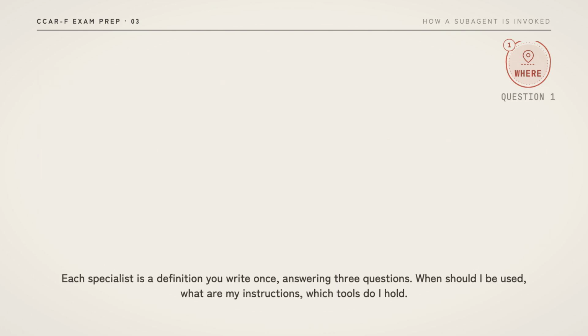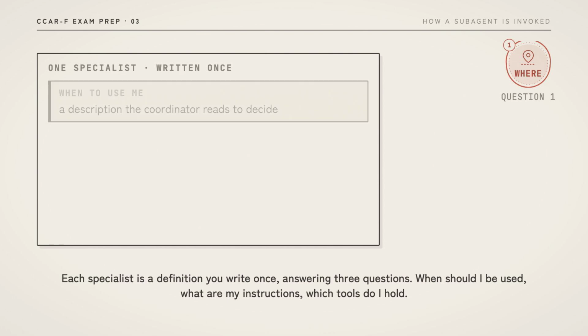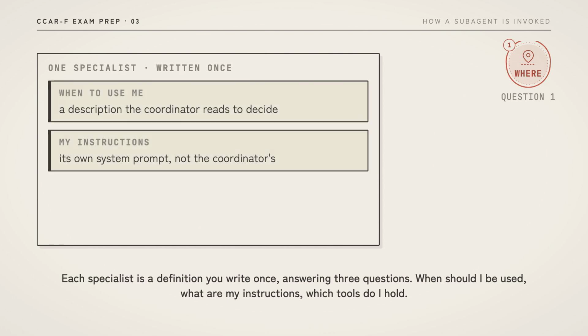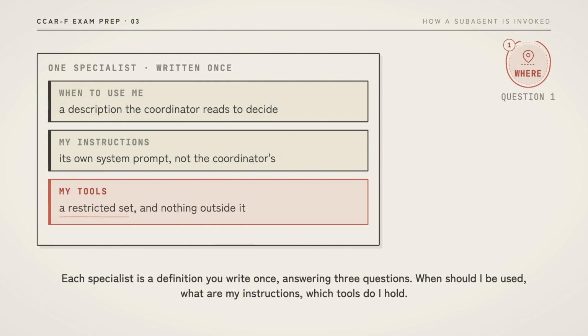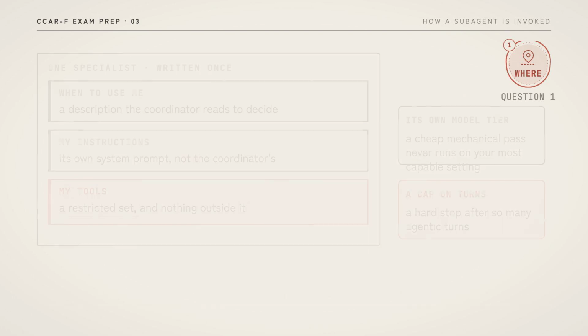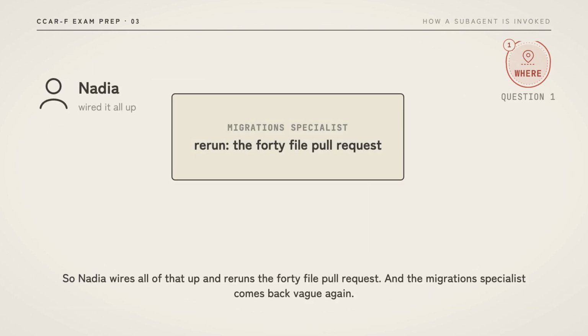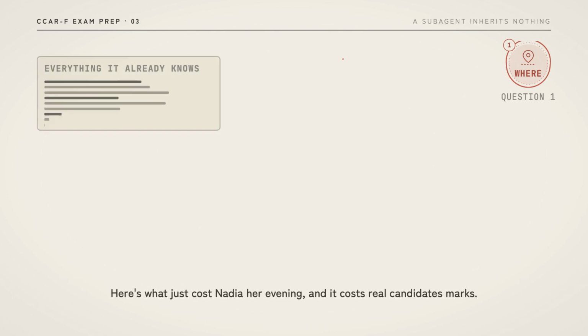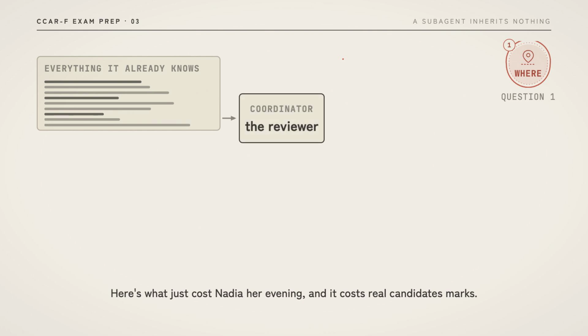Each specialist is a definition you write once, answering three questions. When should I be used? What are my instructions? Which tools do I hold? A definition can also pin a specialist to a cheaper model or cap the turns it gets. So Nadia wires all of that up and reruns the 40 file pull request, and the migration specialist comes back vague again. Here is what just cost Nadia her evening, and it cost real candidates marks.